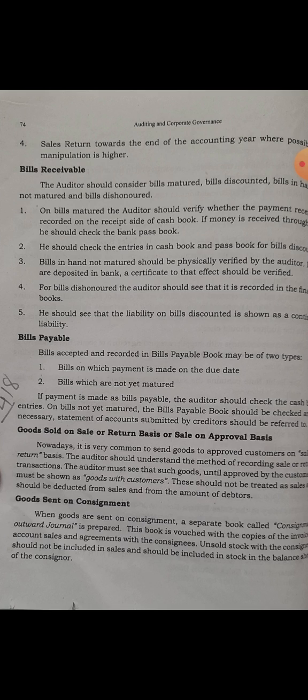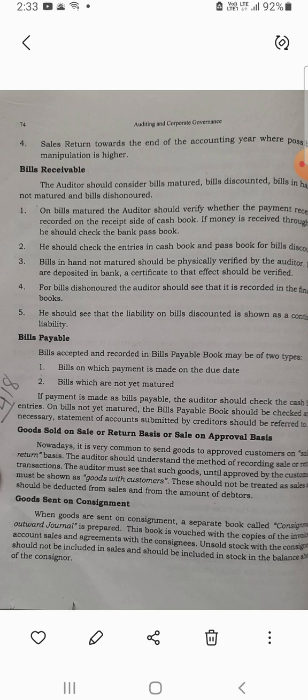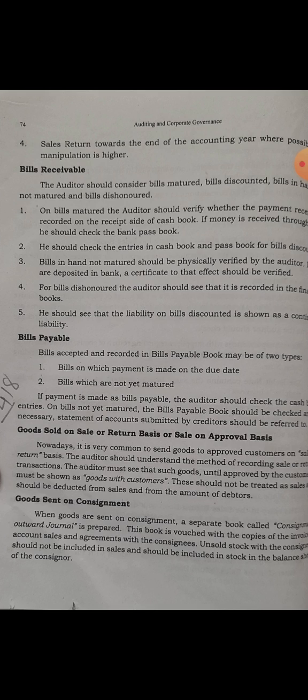Fourth is in the case of bills dishonored. In this case, the auditor should see that it is recorded in the financial books, and that the liability of bills discounted is shown as a contingent liability. Next is bills payable. Bills payable are recorded in two types: bills on which the payment is paid on the due date, and bills which are not yet matured.